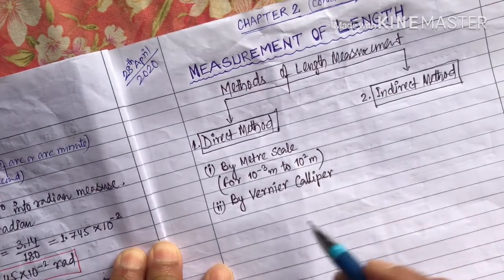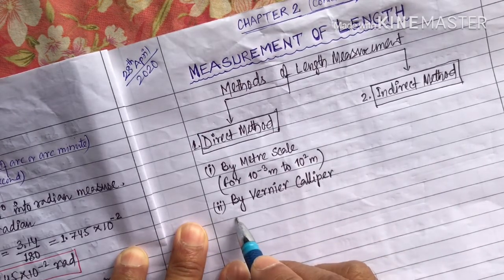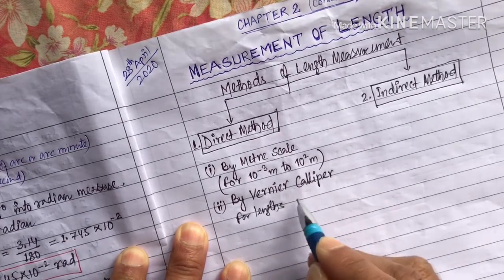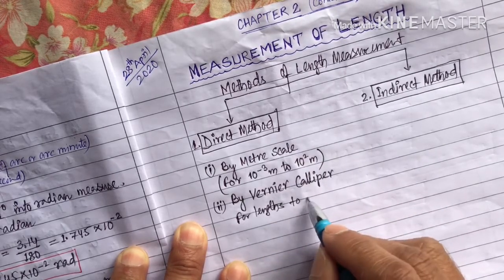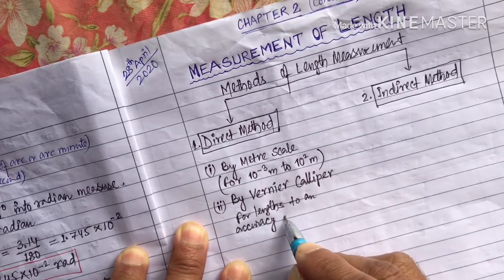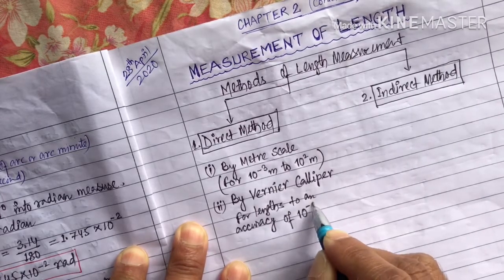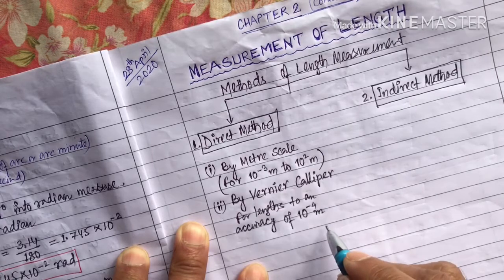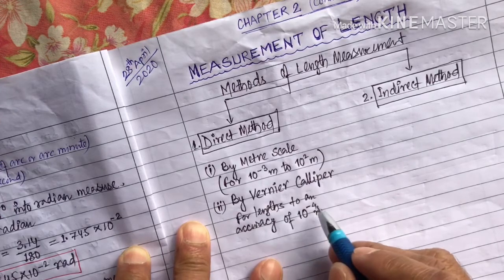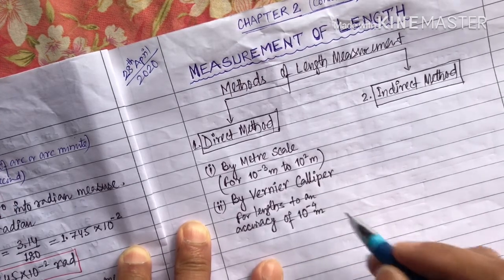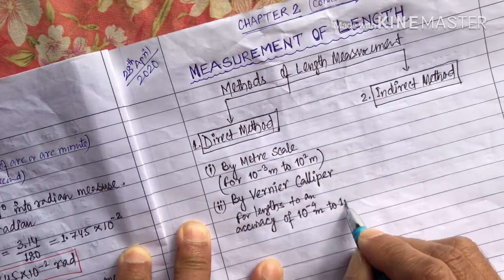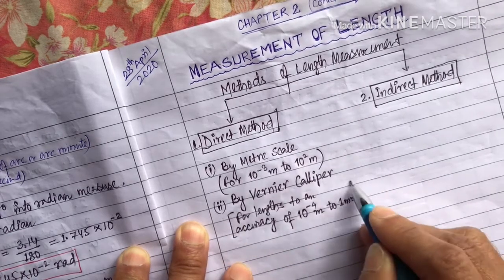Okay, now this vernier caliper is for lengths, which can measure to an accuracy of 10 to the power minus 4 meter. This is even 10 times smaller than 1 millimeter. No? 10 power minus 4 meter means 0.1 millimeter. This to 1 millimeter. So this is again a tentative range.